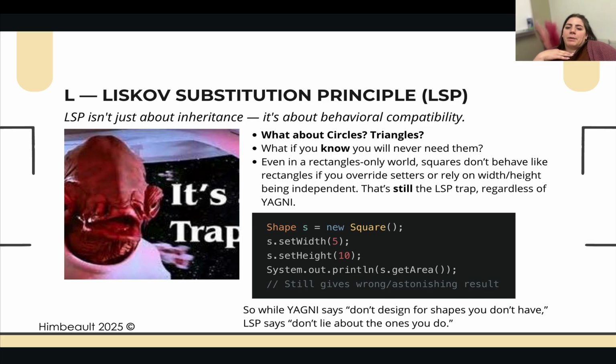So even if you said to me, okay, I really want to use an abstract class, I still want to be able to set my width and height potentially independently. The reality is, a circle, a triangle, a square, they are not rectangles. So it just doesn't make sense to do that. And if all we're defining is abstract methods, it should be an interface, right? So even though YAGNI says don't design for shapes you don't have, LSP is going to tell us don't lie about the shapes that you do have.